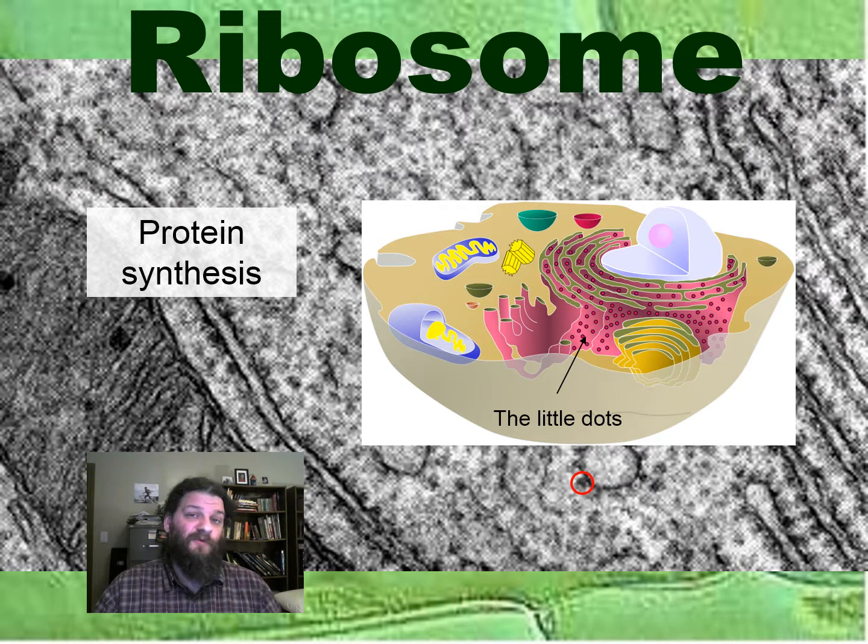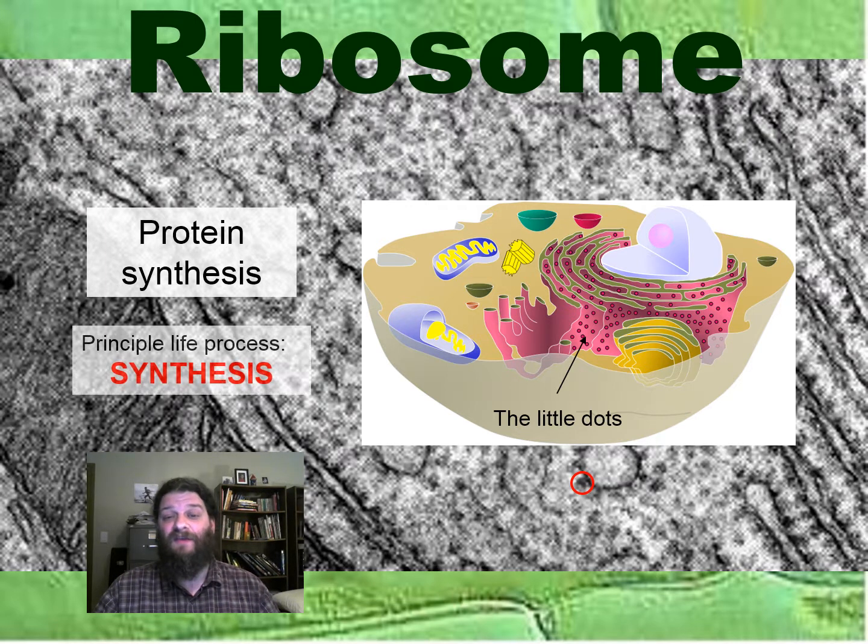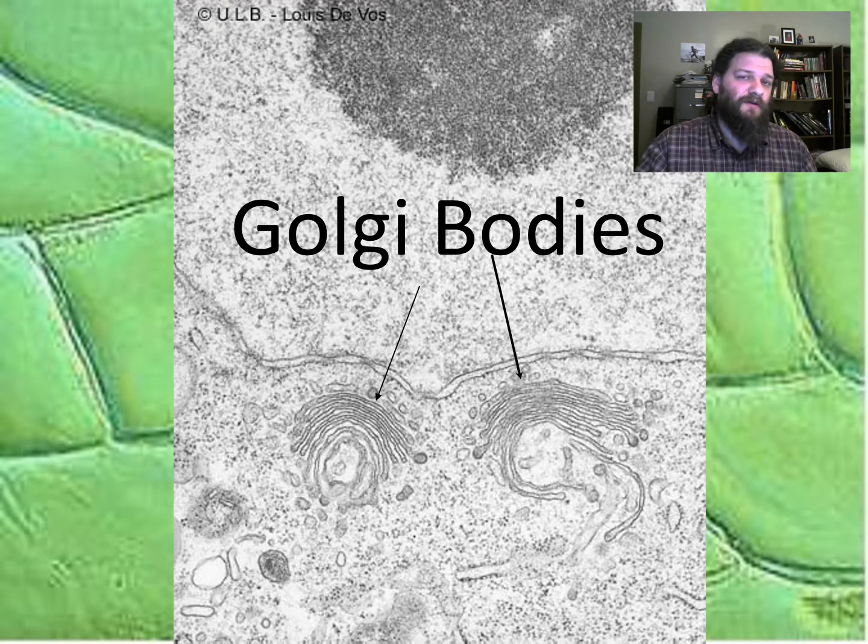Again, since they're involved with protein synthesis, their life process is going to be synthesis. There's another network of membranes folded back and forth, making little compartments called the Golgi bodies or the Golgi apparatus.